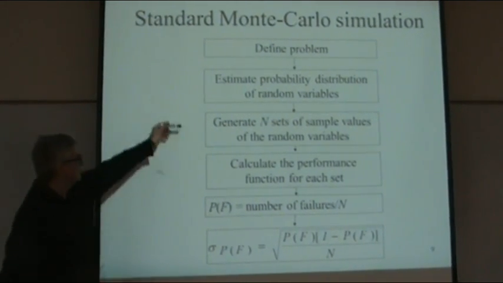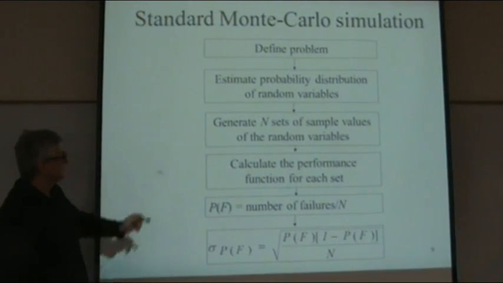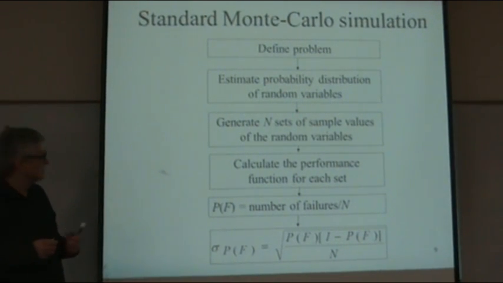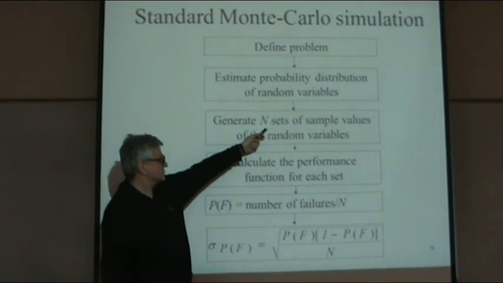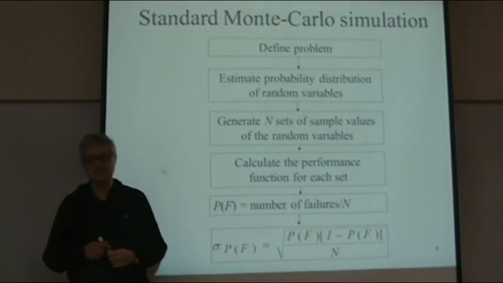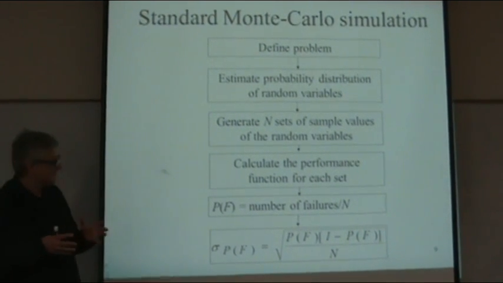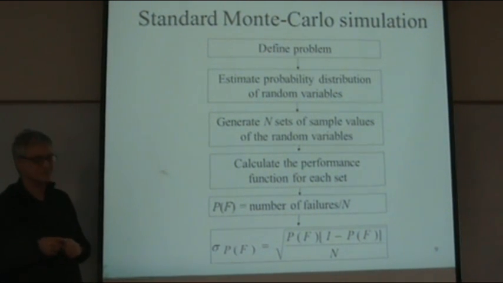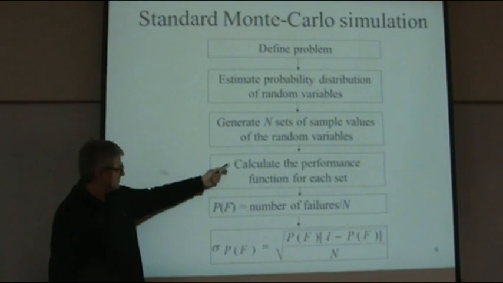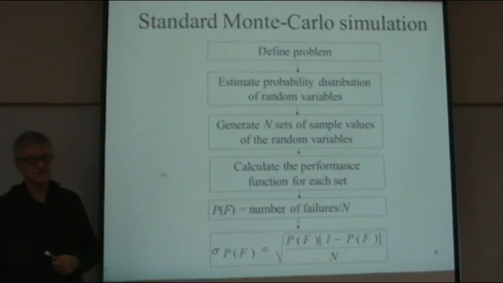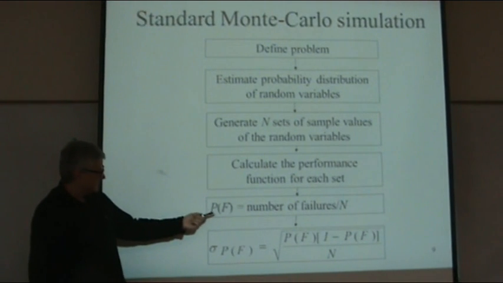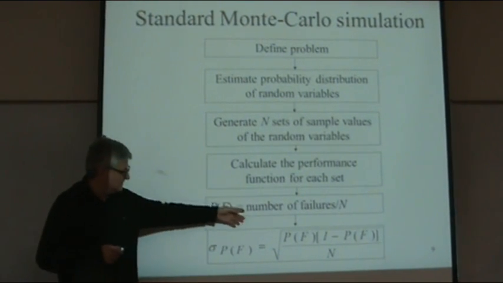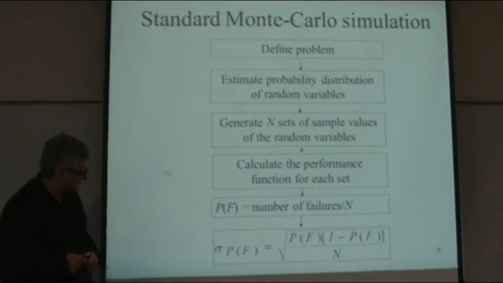Okay? Once you have these two steps done, then you generate sample values of the random variables. And you do, say, n replications, capital N replications. That means you generate N groups of random variables, and you check the design for each group. So you calculate the performance function to check if the system fails or survives. And the probability of failure is the relative frequency of failure: failures over the total number of replications.